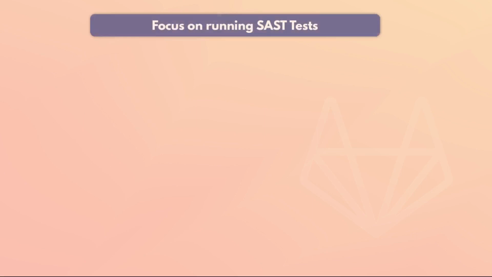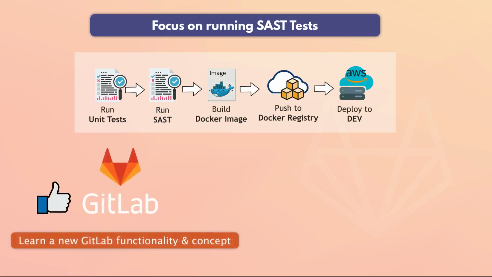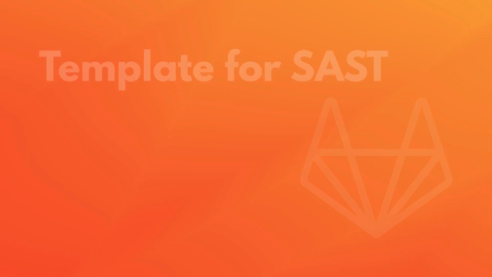Instead, we're going to focus on running SAST tests in our pipeline in order to showcase a functionality of GitLab that allows you to use existing GitLab jobs with everything already configured in them, to include and run in your own application pipeline. This means we don't even need to know how to write or execute SAST tests. We simply use the SAST job that GitLab makes available for its users. So how does that work?